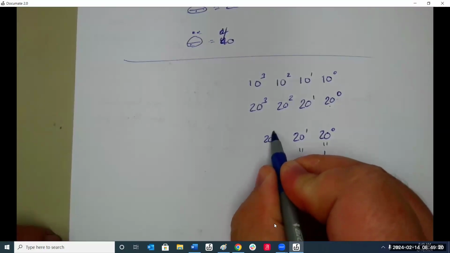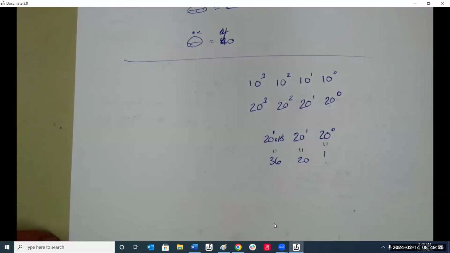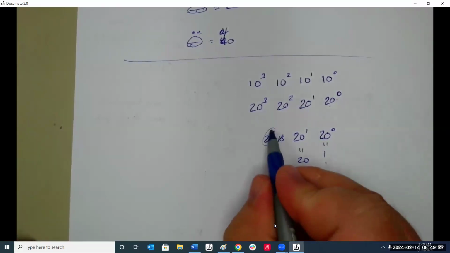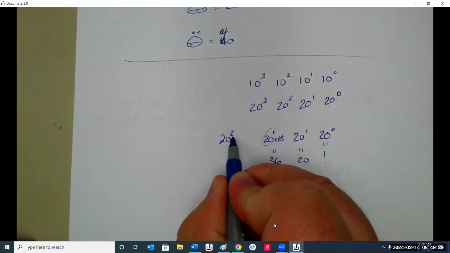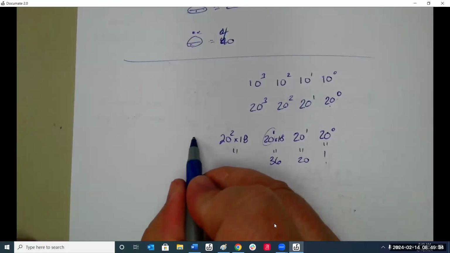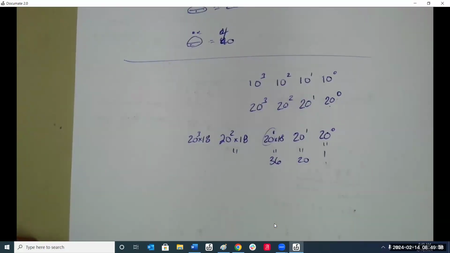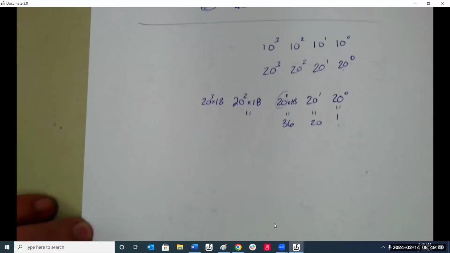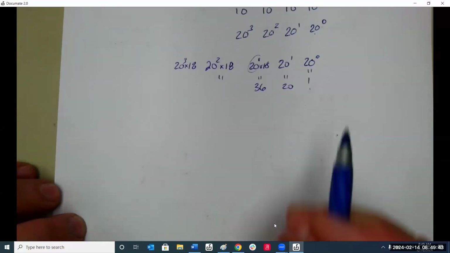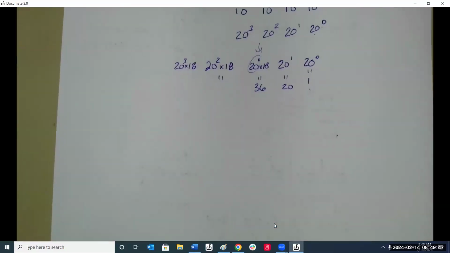20 to the first power times 18, which is 360. Now the 20s, so we have 20 to the second times 18, 20 to the third times 18. So you see, it's this third one for some reason, instead of 20 times 20, they went 20 times 18. 360.